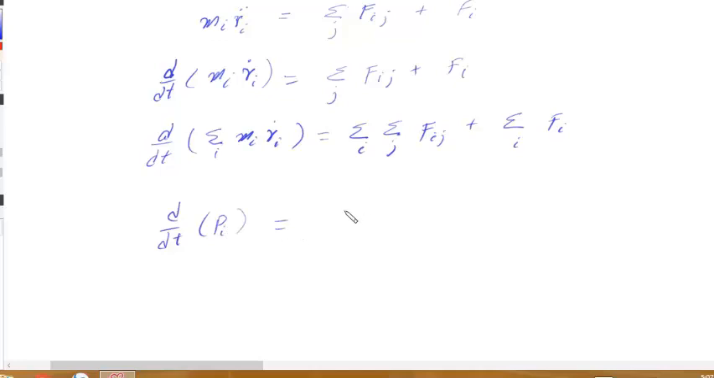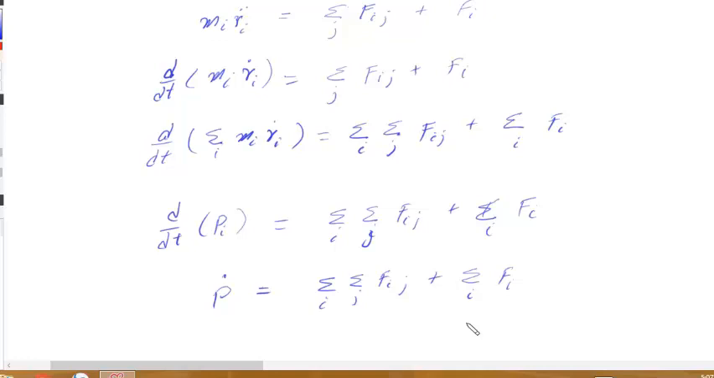The d/dt of the total momentum, represented by P dot, is equal to the summation of the forces F_ij plus the summation of the external forces F_i. This is the change in momentum, the first time derivative of momentum, and it is equal to the summation of F_ij plus the summation over i of F_i.